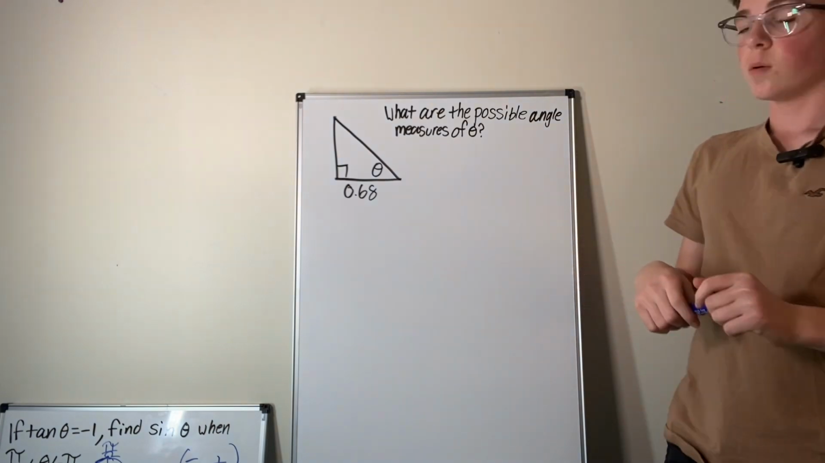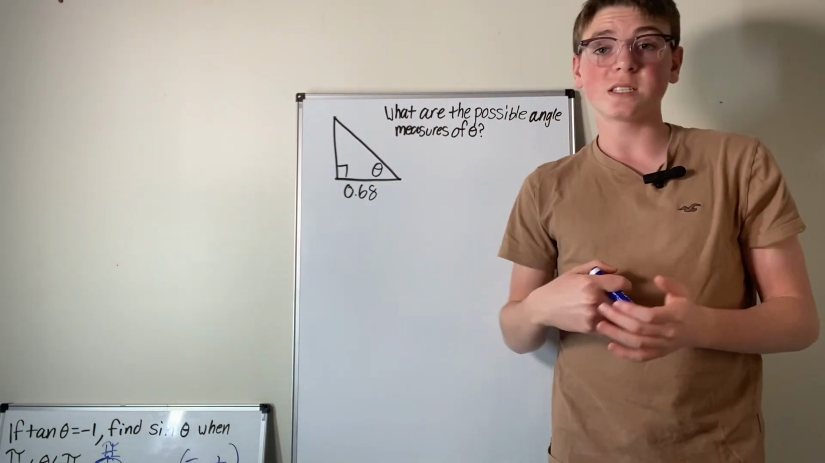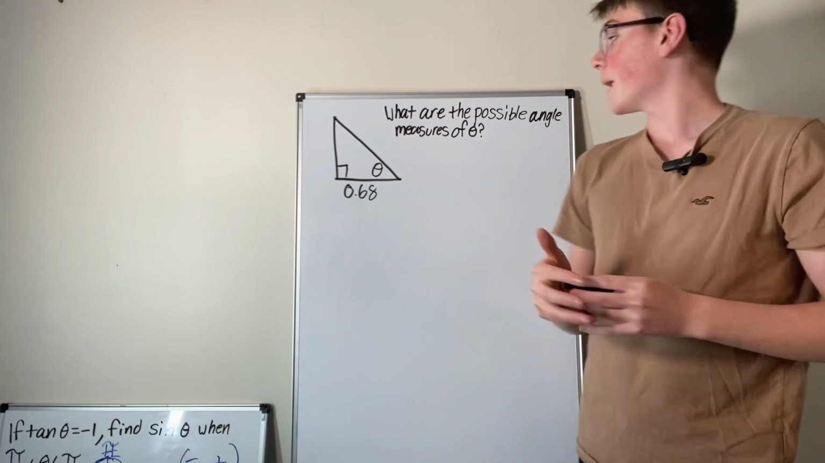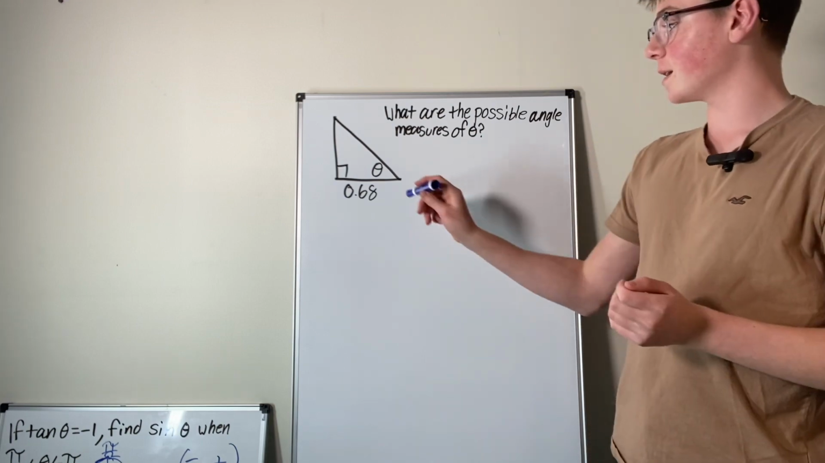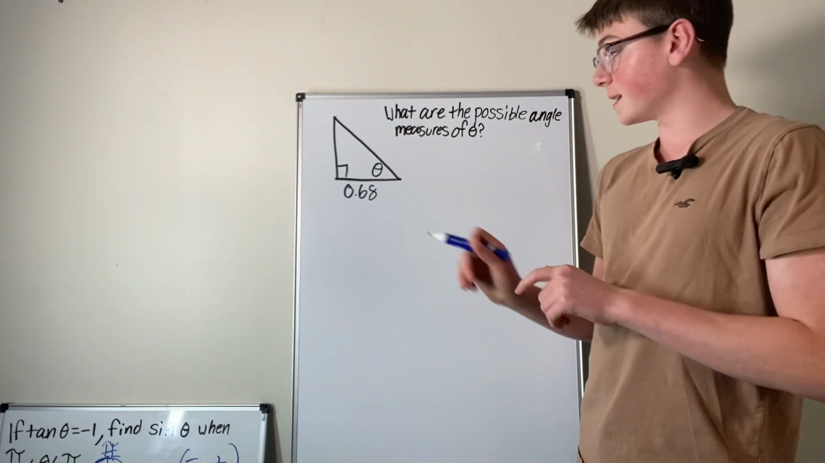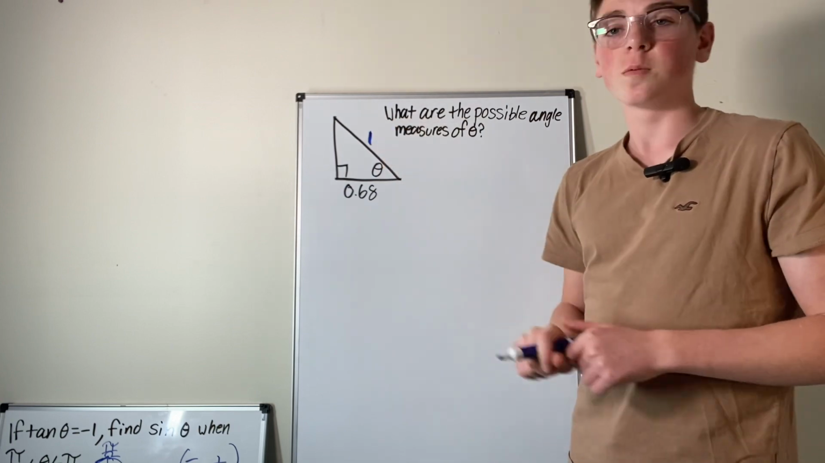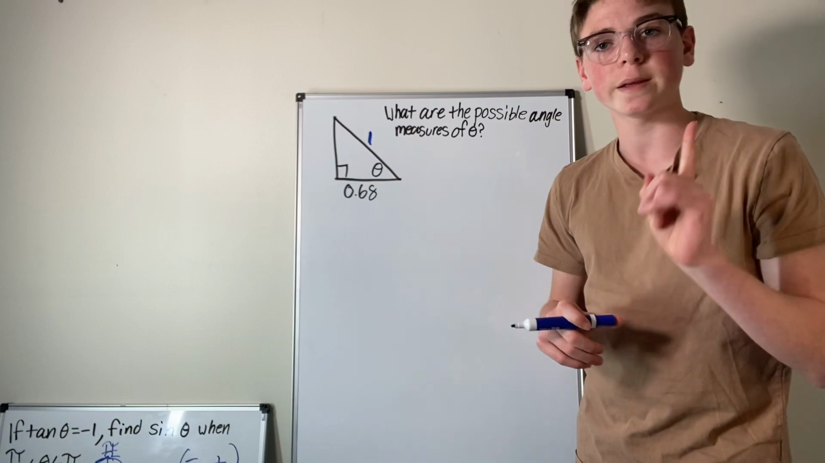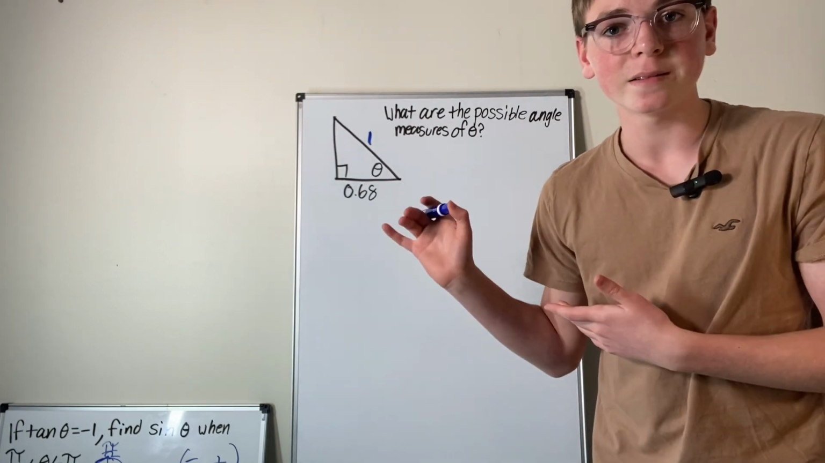Now, we are given this triangle, and we know the base is 0.68. Now, we have to find what the possible angle measures are of theta. We know theta is this base angle here. If this is in our unit circle, and this is 0.68, we know that the hypotenuse will be 1, because the radius of the unit circle is 1. It is a unit.